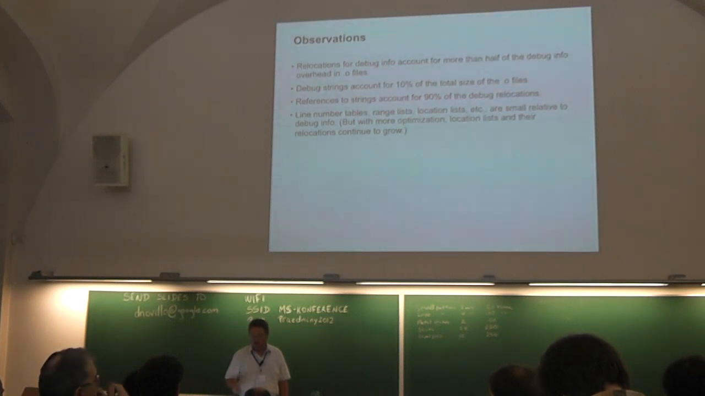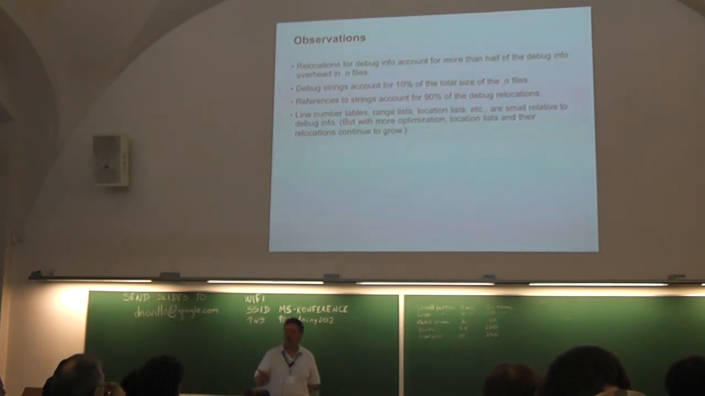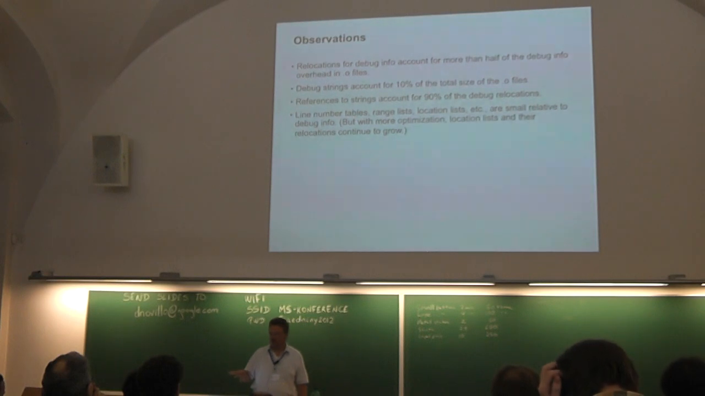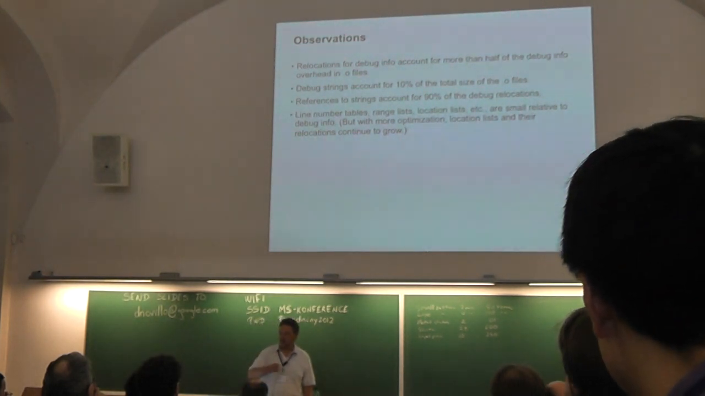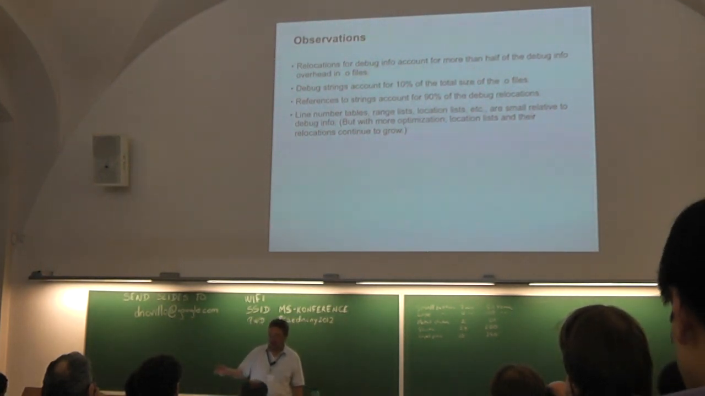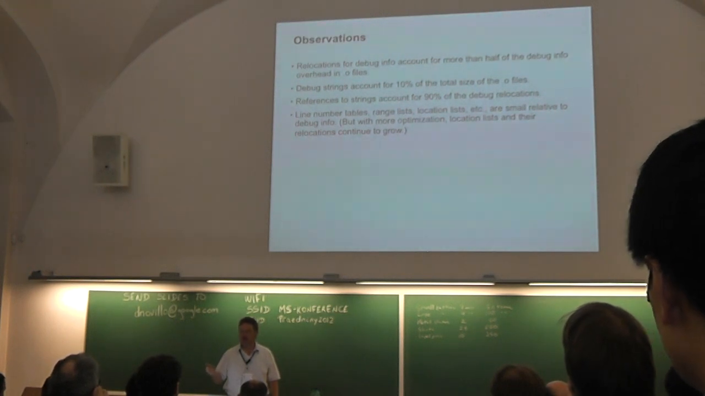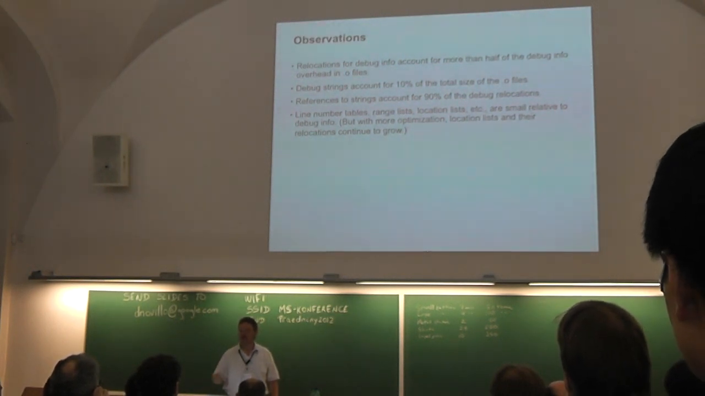We also found that binary tables, range lists, location lists, the little DWARF tables on the side, they're pretty small relative to debug info. In fact, they're almost inconsequential. One thing we found though is as optimization gets better and better, the location lists and the relocations associated with the location lists keep growing.